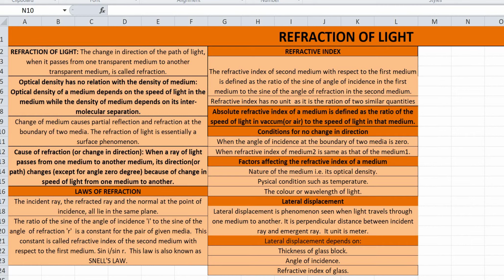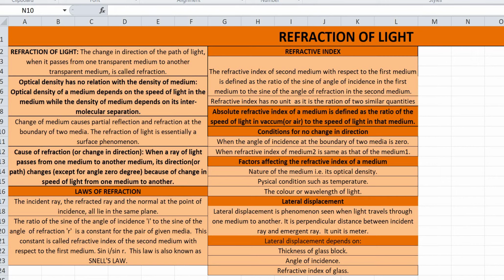When a ray of light passes from a rarer to a denser medium, the speed of light decreases. So what happens? Rarer to denser medium, the speed of light decreases. If it passes from a denser to a rarer medium, the speed of light increases.